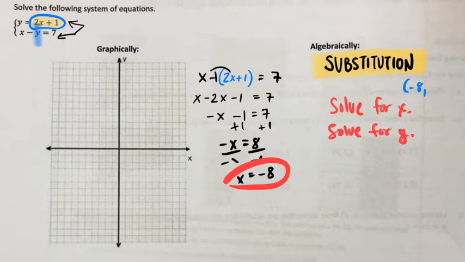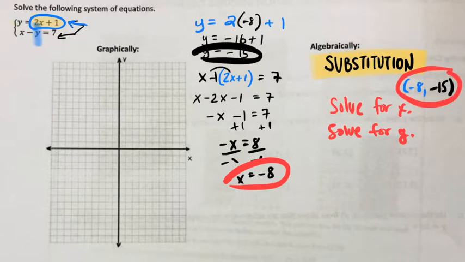Now once you have that, you can go ahead and solve for y. For this one, I'm going to go back to my original equation here, since I already have it set up, y equals 2x plus 1. And I'm going to plug in the value that I got for x, which is negative 8, and I get the second half of my solution set. And so this is my solution set using the substitution method.